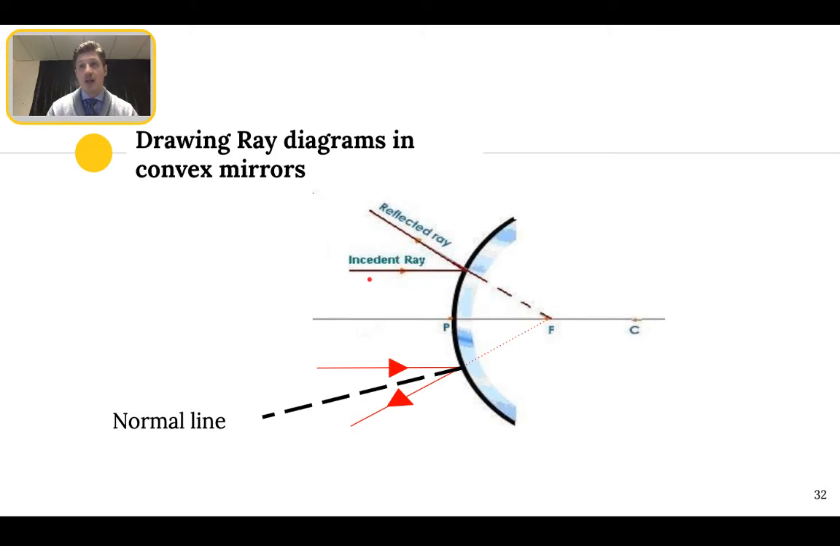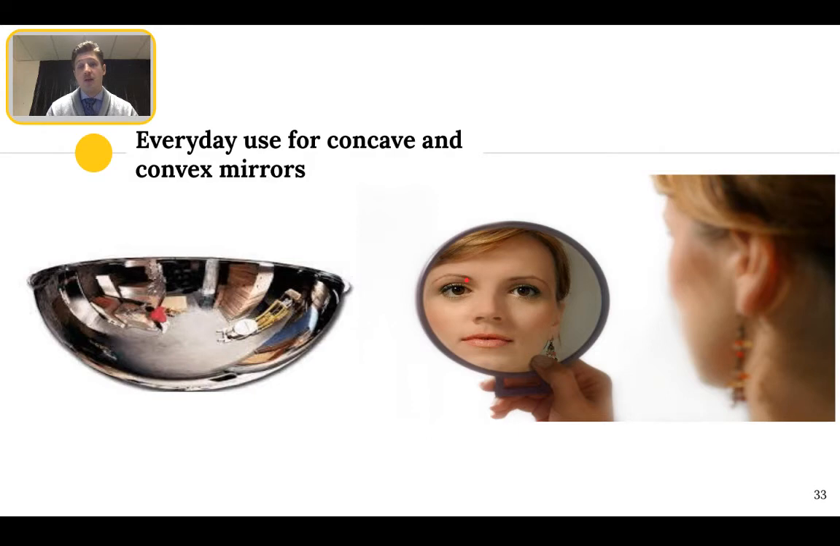Very similar in a convex mirror. We've got the incidence ray coming here being reflected, okay, and the normal is between those two. There are many uses for mirrors: beauty mirrors or shaving mirrors, so you can get a nice close-up of your face, and security mirrors, so you can see round corners.